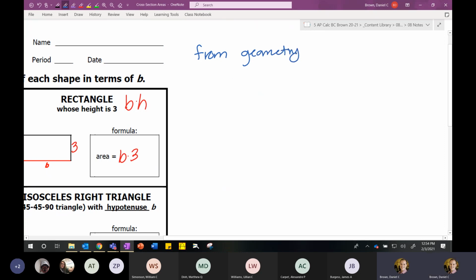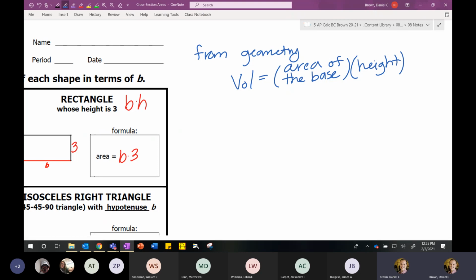From geometry, you learned what the volume of a prism is. Anyone remember the formula you learned in geometry about the volume for a prism of any base? The formula you learned, volume is the area of the base times the height. That's when we have, like, the volume of a rectangular prism is length times width times height. That's the area of the base times the height. Volume of the cylinder, pi r squared, area of the base times the height.